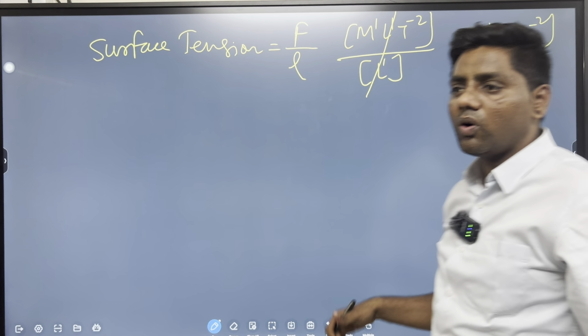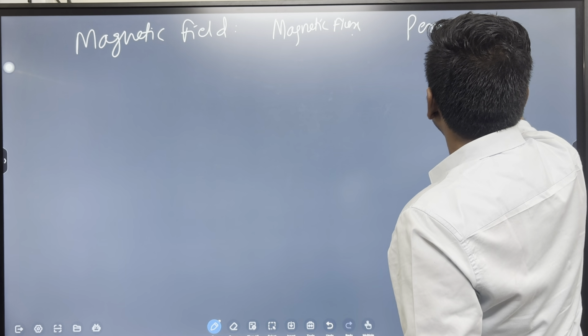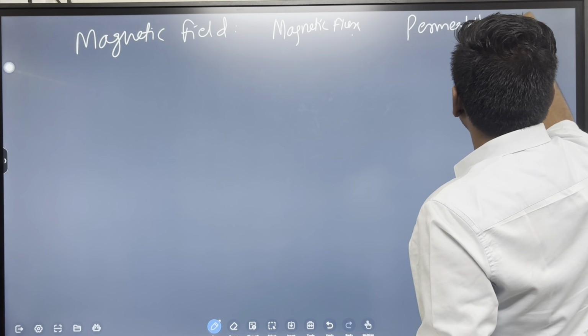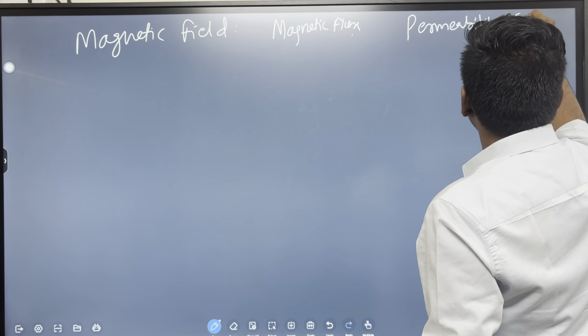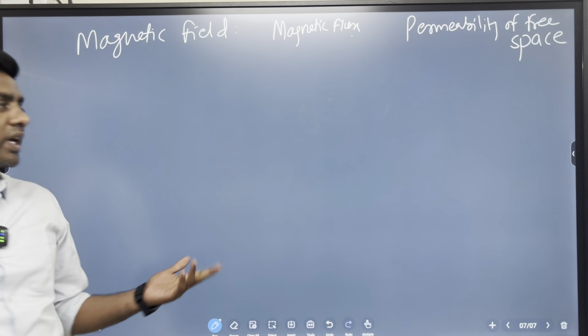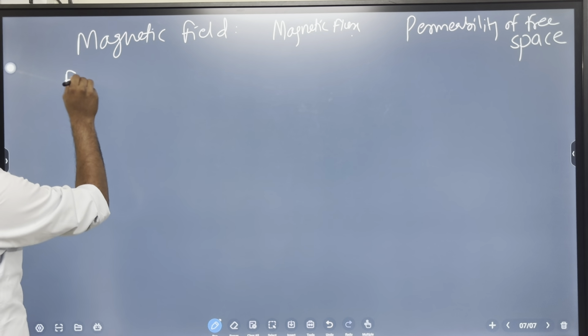Next we have to calculate the dimension formula for magnetic flux, and then the dimension formula for permeability of free space. So what is the magnetic field? Very simple, you can remember two formulas: force equal to I B L sine theta, or one more formula, force equal to Q V B sine theta. Out of both you can remember any one formula.